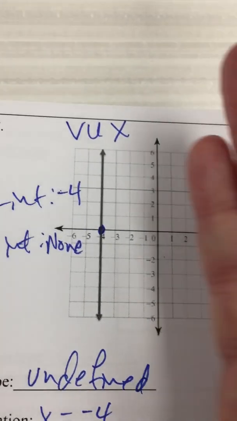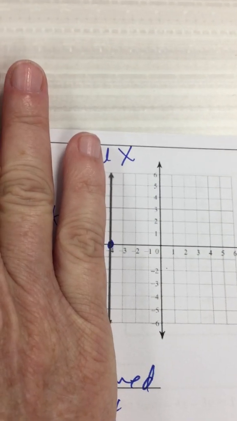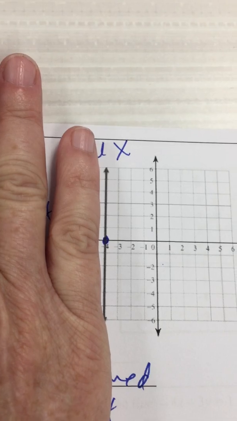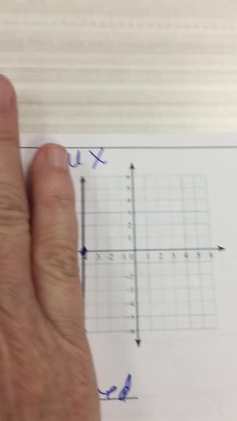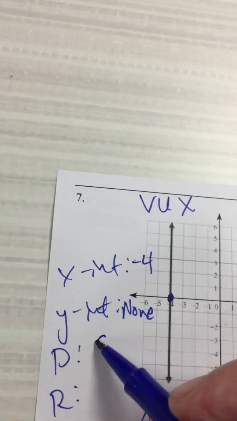Domain. If I come in from the left, it never goes to the right of -4. If I come in from the right, it never goes to the left of -4. I don't know if I said that right. If I come in from the left, it never goes further than that. So my domain is simply that one number.